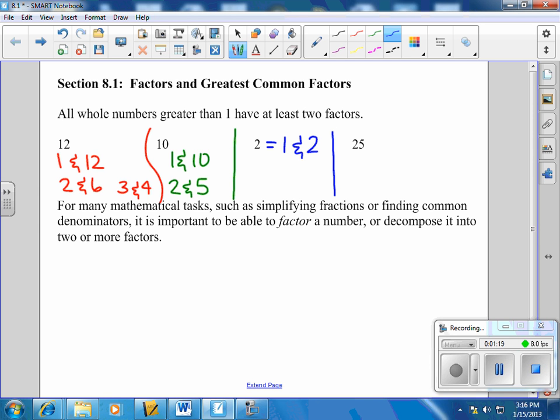So for many mathematical tasks, such as simplifying fractions or finding common denominators, it's important to be able to factor a number, or to decompose it, to break it apart, into 2 or more factors.